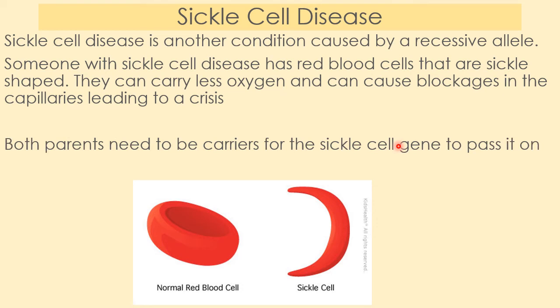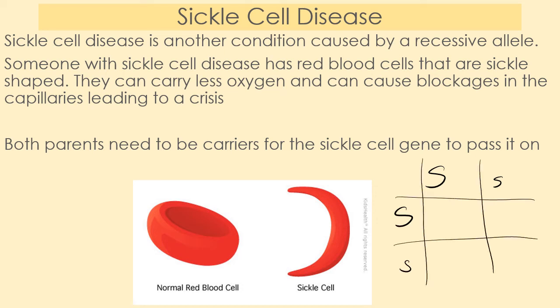Again, both parents need to be carriers for the sickle cell gene to pass it on. We'll draw a quick one here. So they need to be big S and little s, big S and little s. The big S is the normal gene, little s is the sickle cell gene. So we can fill it in. Oops, little s. This one here has sickle cell disease.